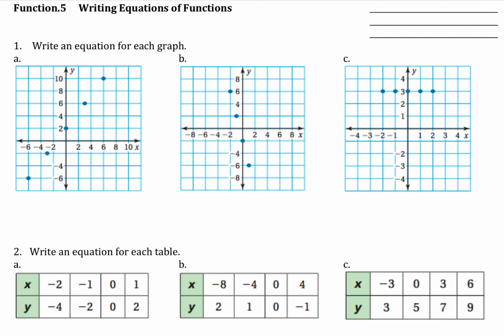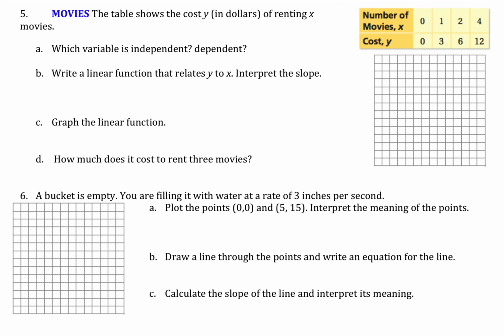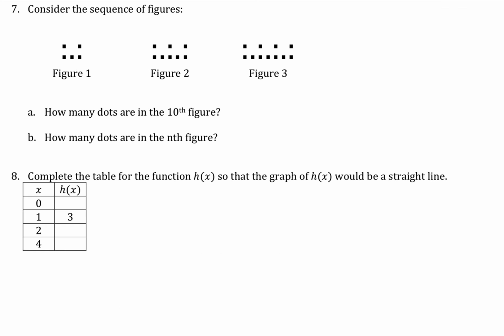Okay, on the assignment, quick preview on that. On number 1, the first 3, you're going to write an equation from a graph. On number 2, you've got 3 where you need to write an equation from a table. Then we've got the review problem, solve for y, do a transformation and tell me what kind of transformation it is. That was back in Unit 2. There's a situation problem with a few questions, includes graphing. And number 6 is another situation problem. Just follow the instructions there and answer the questions.